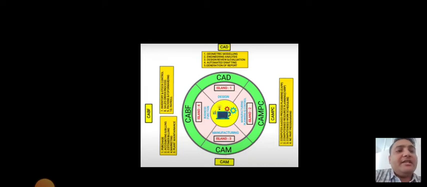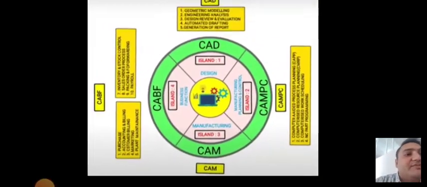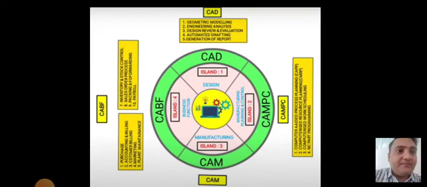Now the second island of the CAM is computer aided manufacturing process control. So manufacturing process control involves computer aided process planning, which is termed as CAPP. Secondly, requirement computerized scheduled planning. Third is computerized work scheduling, and NC unit programming. So these 4 parts are under the CAMPC, which is generally related to manufacturing process and control.